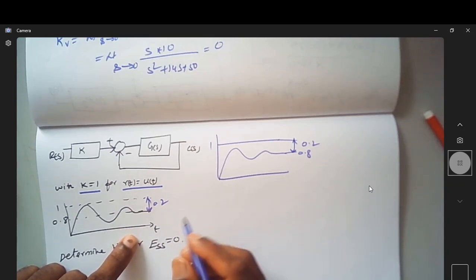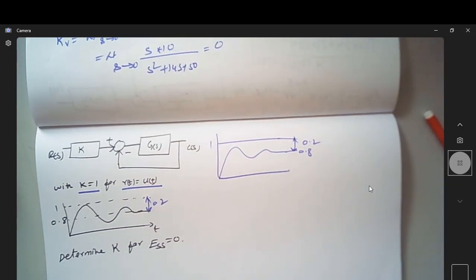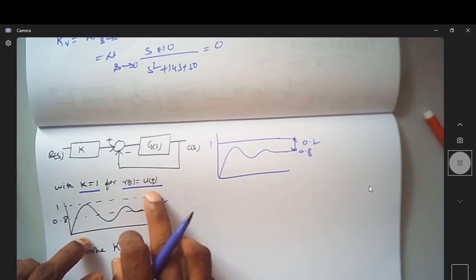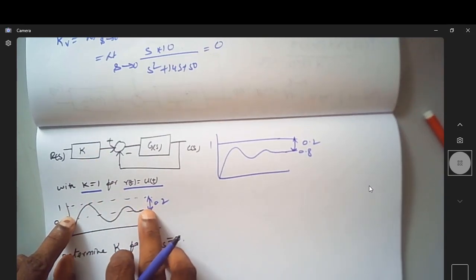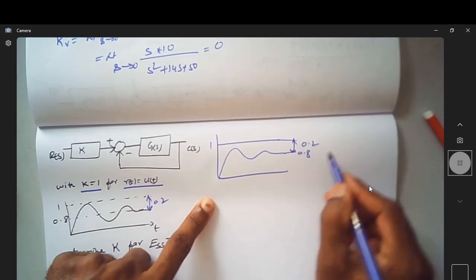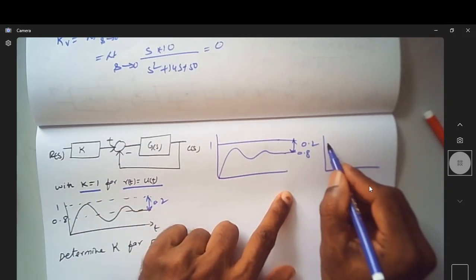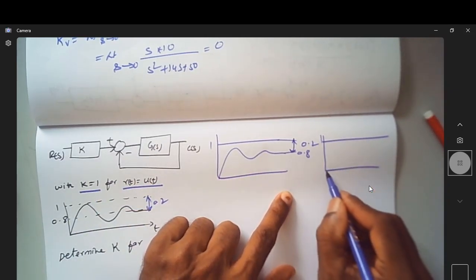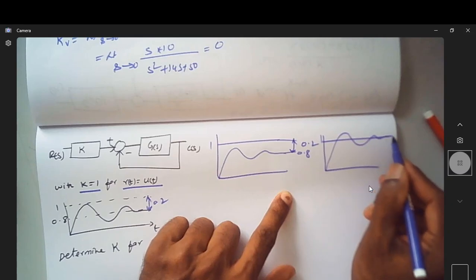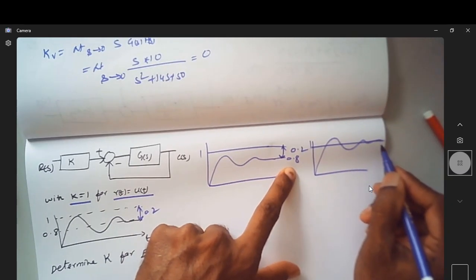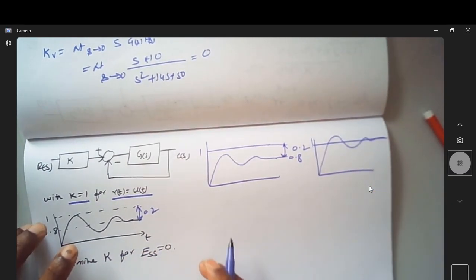So now how do we find the value of k so that this goes there? What is intended is you have to change the value of k such that this is my expected value. So this should settle down here. There should not be any error here.